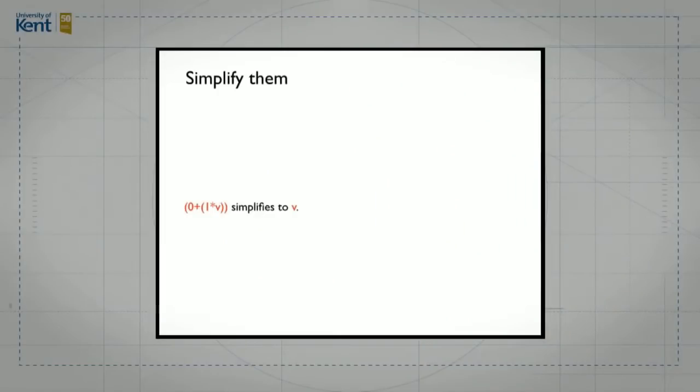For example, if I give you the expression 0 plus 1 times v, I can simplify that. First of all, I've got 0 plus, and that just adds nothing, so it simplifies to 1 times v, and that simplifies just down to v. And similarly, if I had something like 1 plus 0 times v, that would simplify to the number 1. So we can simplify expressions even if we don't know the values of the variables that are in there. So that's another way of processing them.